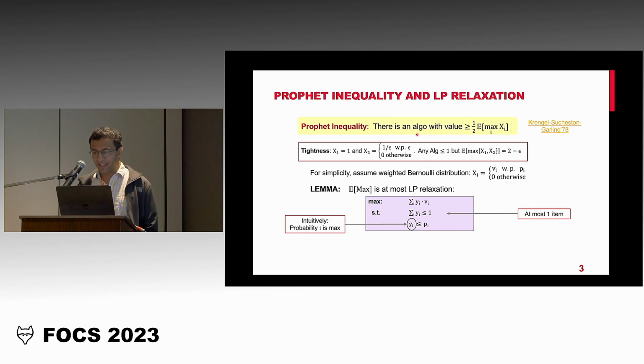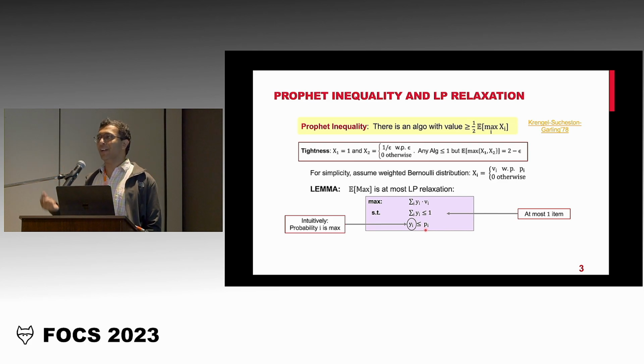Here's a simple LP relaxation. So you have variables yi. Intuitively, yi represents the chance that the ith random variable is the maximum. That's why I have summation of yi is at most 1, because one of them is going to be the max. Each yi is at most pi, because remember, if something is 0, I don't take it, because 0 is useless.